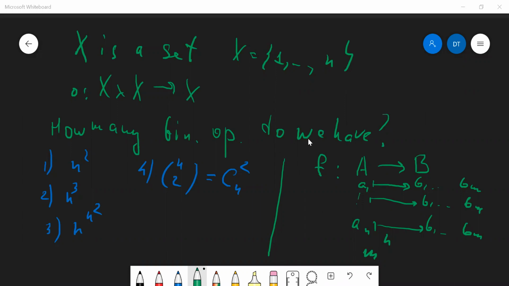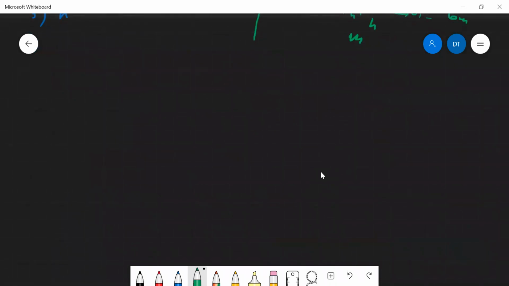Okay, now let me recall what a permutation is. Do you remember what a permutation is, by the way? Who doesn't? Permutation is swapping elements. Okay. Just in case, I'll remind you. Permutations.